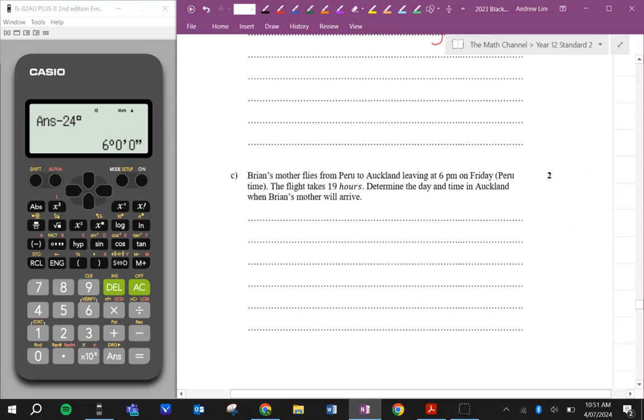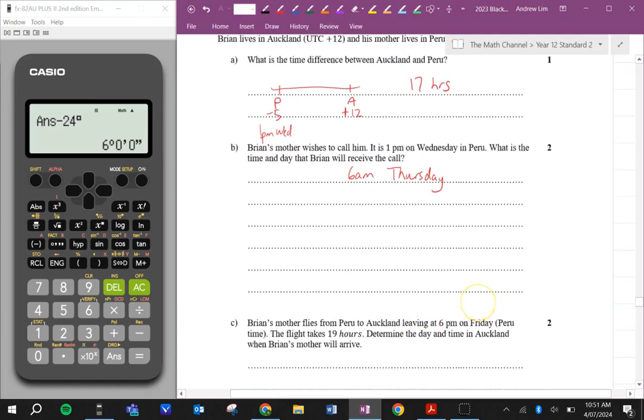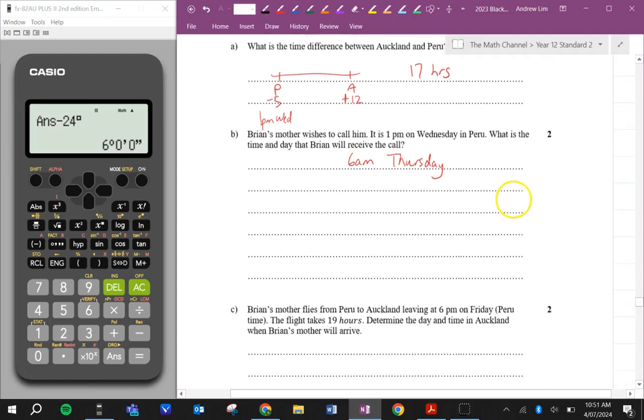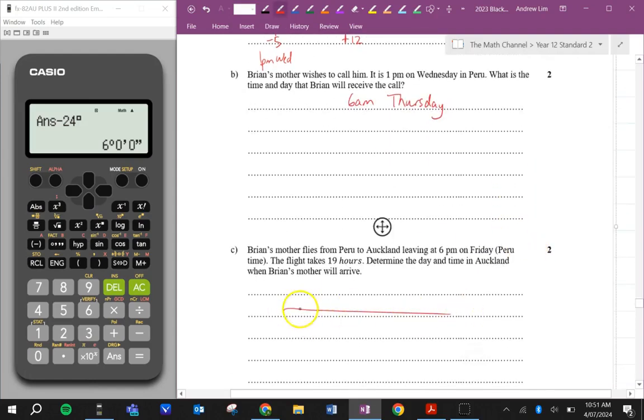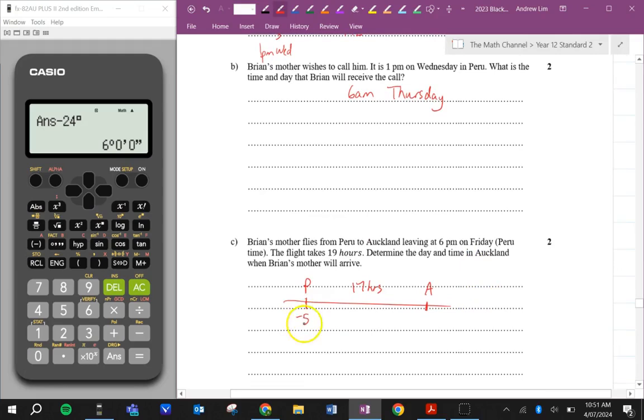Brian's mother flies from Peru to Auckland, leaving at 6 p.m. on Friday, Peru time. The flight takes 19 hours. Determine the day and time in Auckland when Brian's mother will arrive. So I might just draw this again. We got Peru, Auckland. We got 17 hours difference. This is -5 and this is +12.